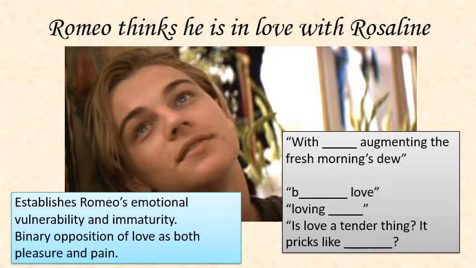We've got a sequence of oxymorons, two contrasting words used side by side that are used by Romeo: brawling love, loving hate, used to show love is both pleasure and pain. He even uses a rhetorical question: is love a tender thing? It pricks like, and that simile is it pricks like thorn. The idea that love pierces you and ensnares you, but also harms you.